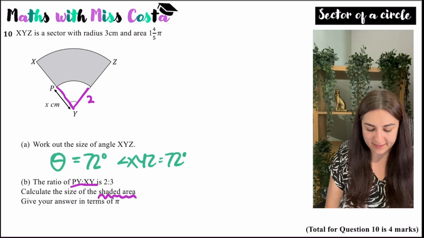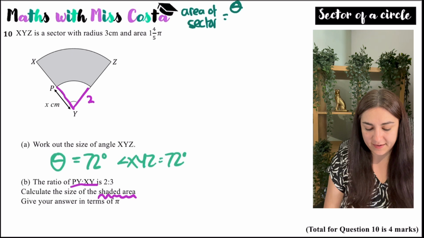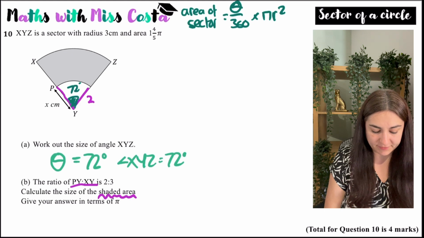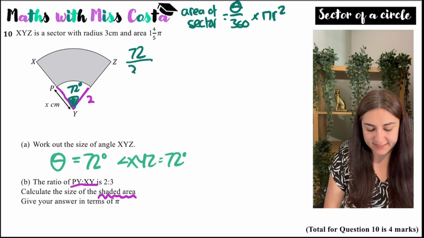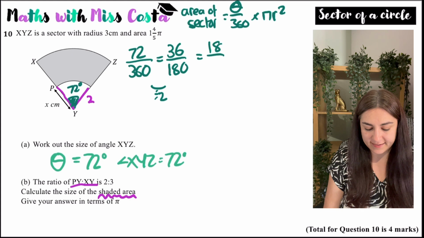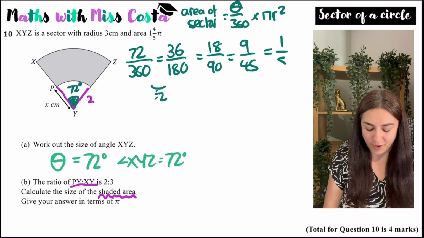What am I going to need to do there? I'm going to need to use the area of a sector formula. What was that again? It was theta over 360 times pi r squared. Now I know that my angle I've worked out is 72 degrees. Let's see if we can simplify that. 72 over 360 is the same as 36 over 180 if you divide by 2, which is the same as 18 over 90, which is the same as 9 over 45, which if I divide by 9 is 1 over 5.